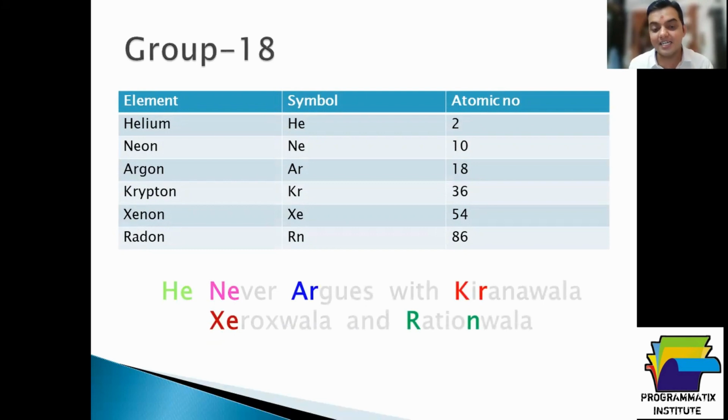And the shortcut is: he never argues with kirana wala, xerox wala, ration wala. And that's true. We all know we never argue with these three people. He, He, helium, never Ne, neon, argues, Ar, argon, kirana wala, Kr, xerox wala, Xe, and ration wala, it is Rn.